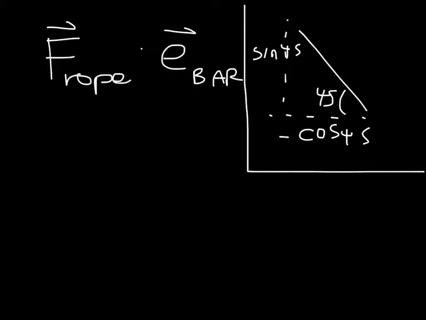Now we want to take the dot product of the force through the rope and the unit vector of the bar, rather. Notice unit vector just means you have a magnitude of 1. So in this case you have an x component that's negative cosine of 45 and a y component that's sine of 45. So it's negative cosine 45, by the way. That's quite important because the bar is tilted in this direction.